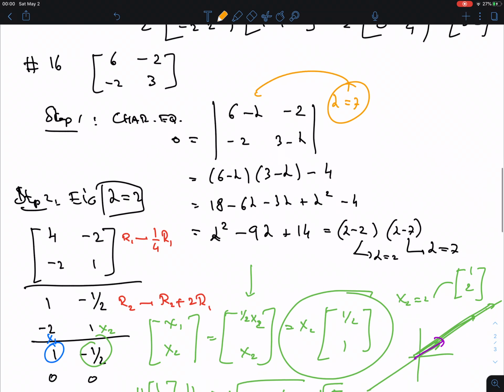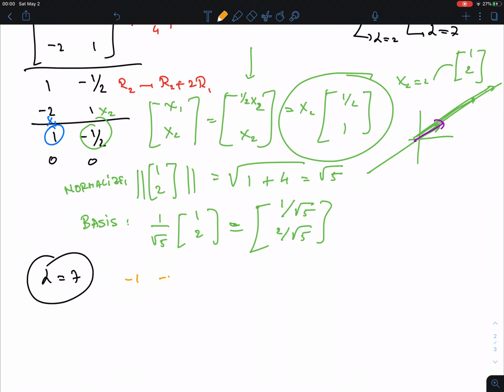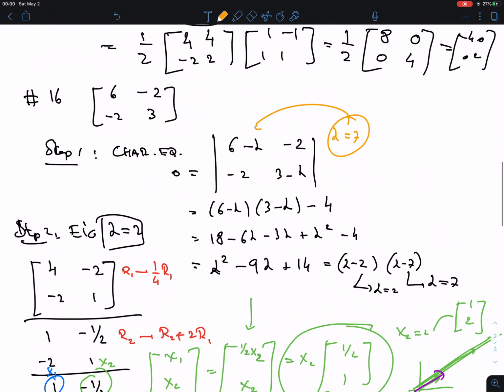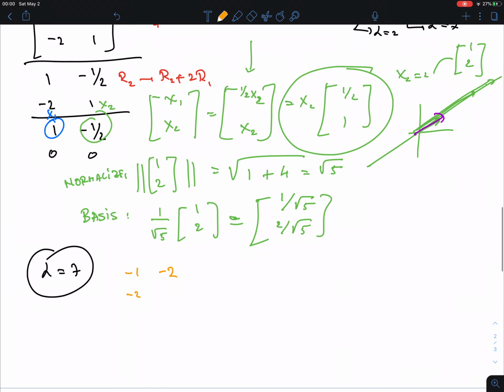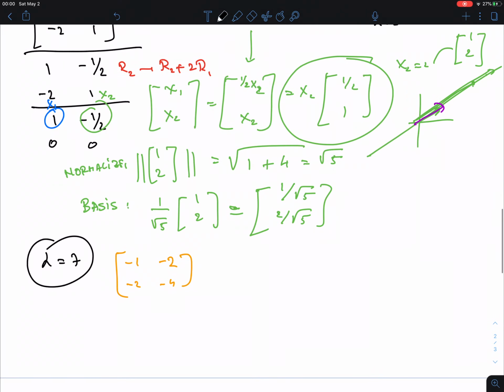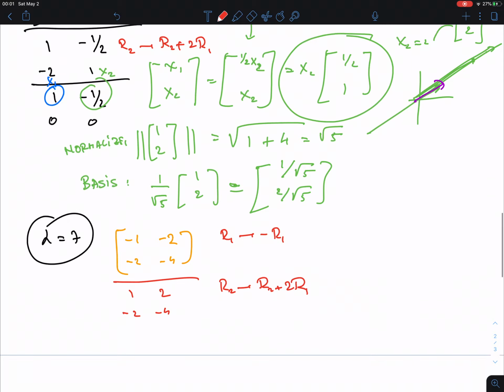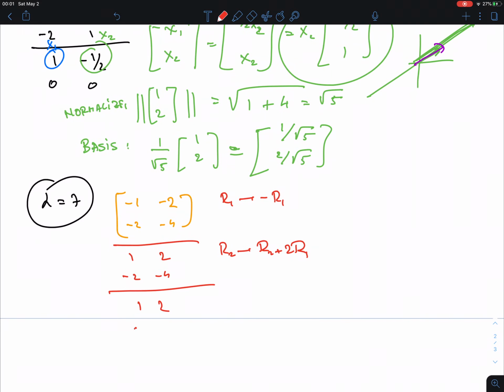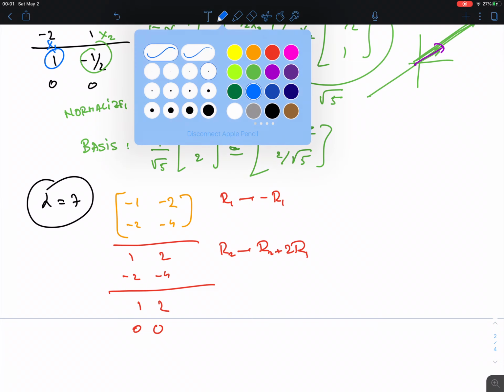So we get -1, -2, -1, -2, and a -2, -4. Good. Yeah, we need to have a +1 there, so I'm going to do row 1 times -1. I get 1, 2, -2, -4, and then I do row 2 plus 2 times row 1. I get 1, 2, 0, 0.